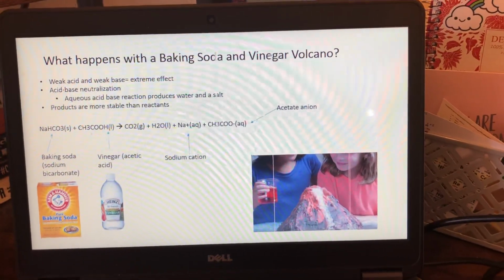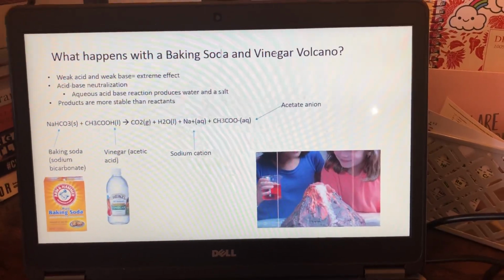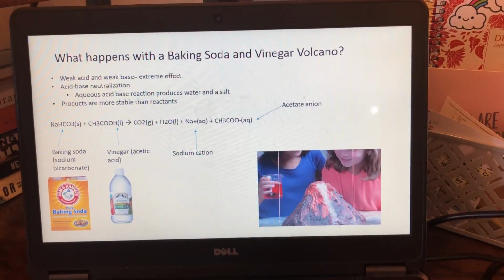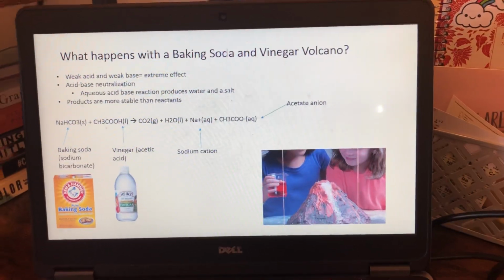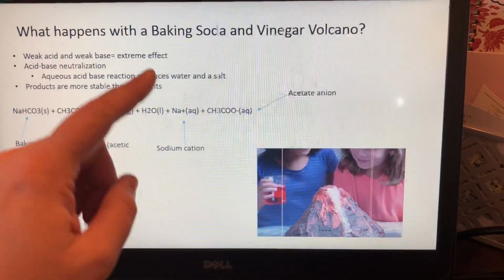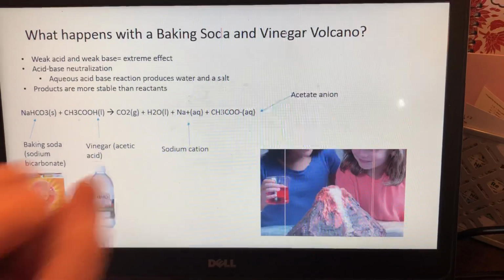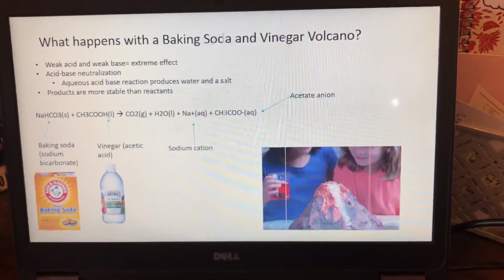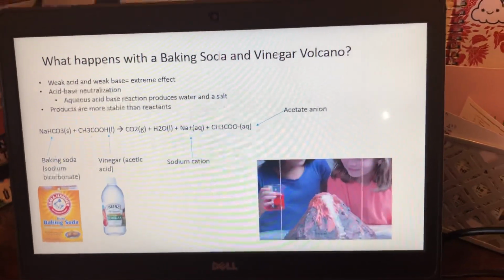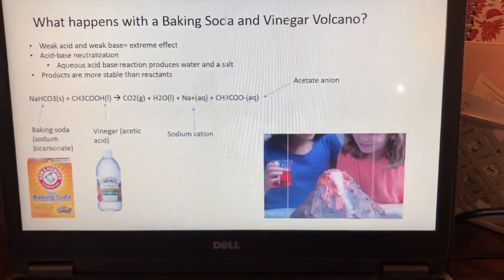This is a sample of what we learned about in the book of an acid-base neutralization. This is where an aqueous acid-base reaction produces water and a salt. And if we look ahead to our equation of what happens, this is our water and our salt here. This reaction also happens because the products are more stable than the reactants. So next we're going to look at an equation of what just happened here.